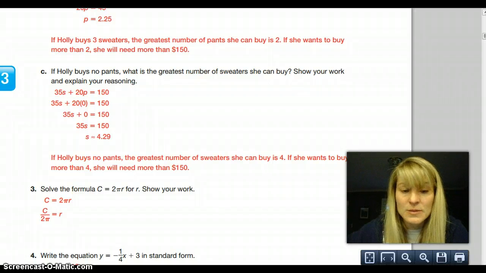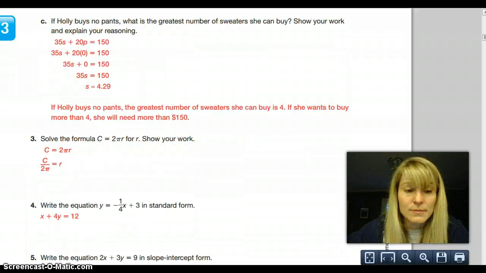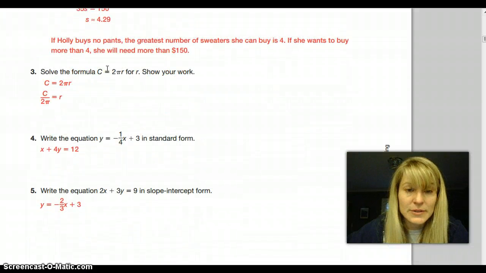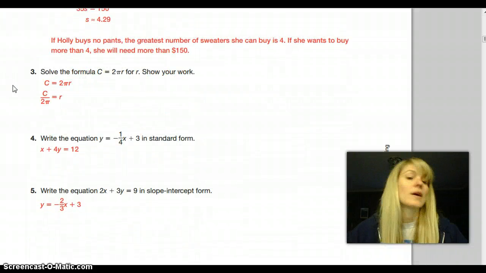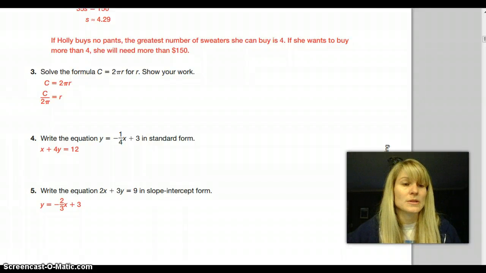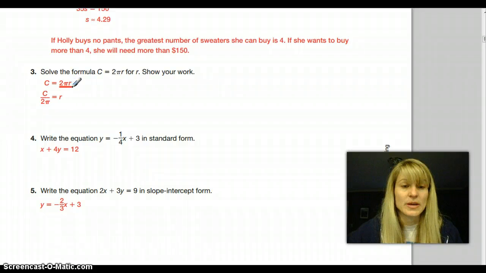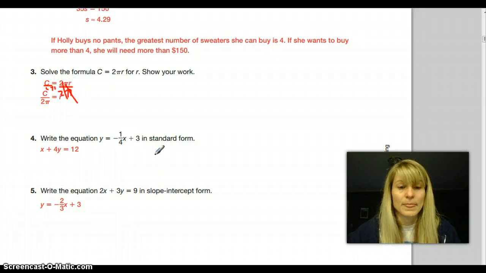Okay, this we did in class today. Solve the circumference formula for R. Here's R. I want to get rid of 2 pi. It's 2 times pi times R. The opposite of multiplying by 2 is dividing. So we divide this side by 2 pi, and we divide this side by 2 pi. Those cross off, leaving you with R here, and then you have C over 2 pi.